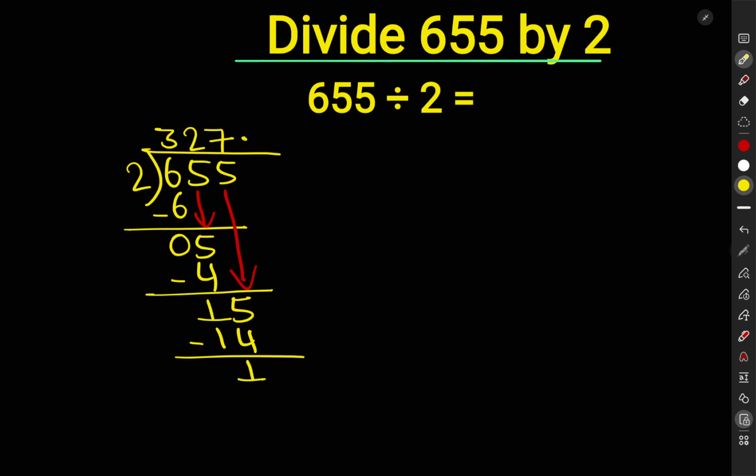So we take here decimal so that we put 0. So it is 10 and 2 times 5 is 10. On subtracting we get 0. So 655 divided by 2 is 327.5.